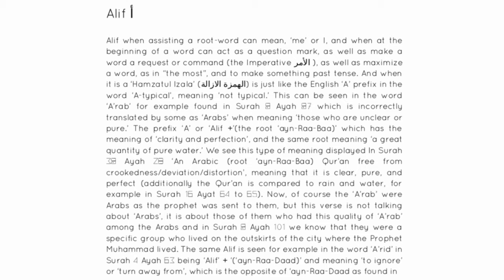We see this type of meaning displayed in Surah 39, Ayah 28. An Arabic root ayn ra ba, Quran, free from crookedness, deviation, distortion, meaning that it is clear, pure, and perfect. Additionally, the Quran is compared to rain and water, for example in Surah 16, Ayat 64 to 65.